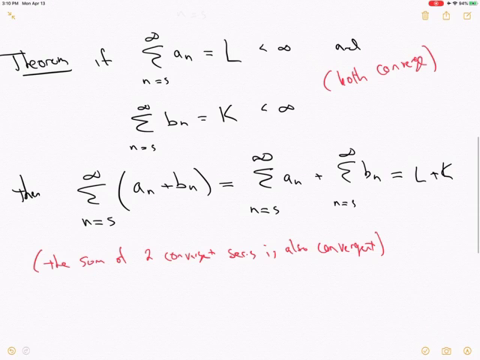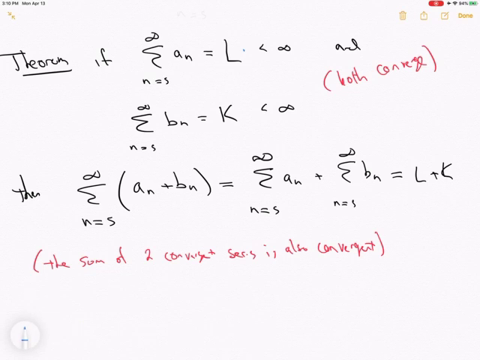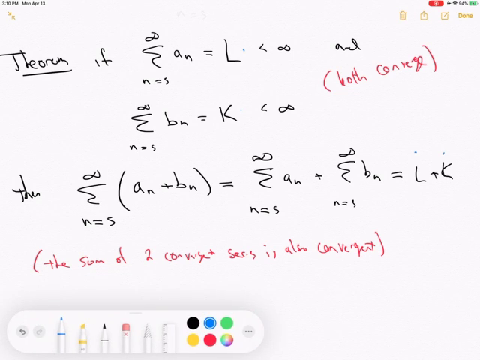Okay, so if one series converges to L and the other series converges to K, then the summation converges to L plus K. And there's a similar statement if you subtract. This statement also holds if we subtract.